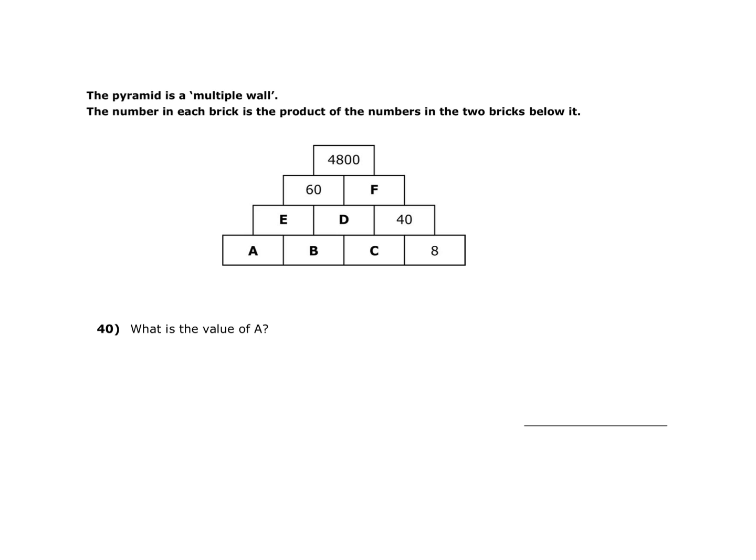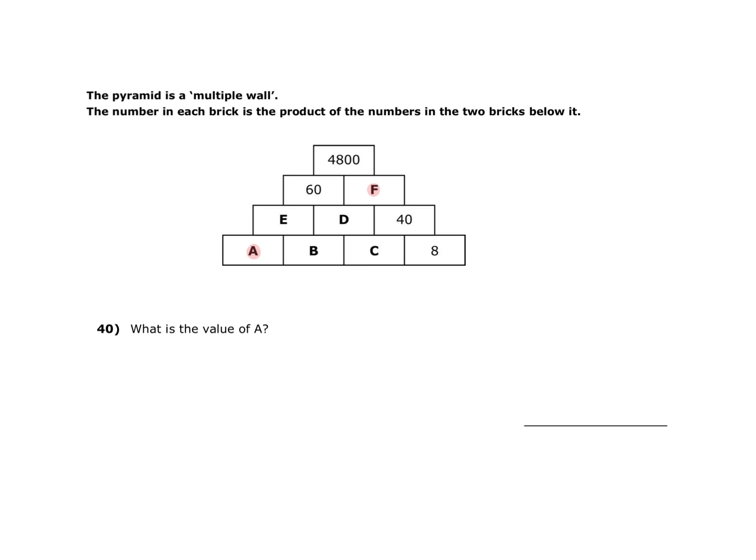The pyramid is a multiplication wall. The number in each brick is the product of the numbers in the 2 bricks below it. 40. What is the value of A? To give the value of A, we need to work out the value of the other bricks first.